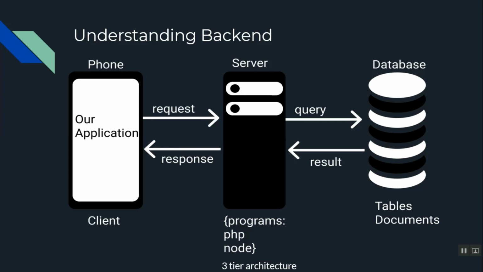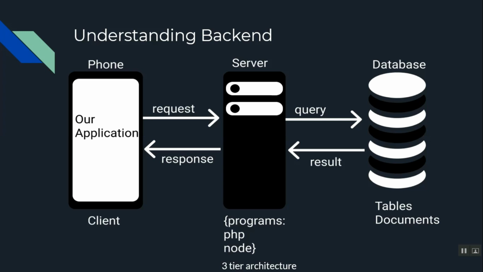Our application needs some data, so it generates a request. This request is generated towards a server. A server is just like a computer. It's also a machine. It has some processing power and it runs some programs written in PHP, Java or Node.js, and it generates a response for our application.